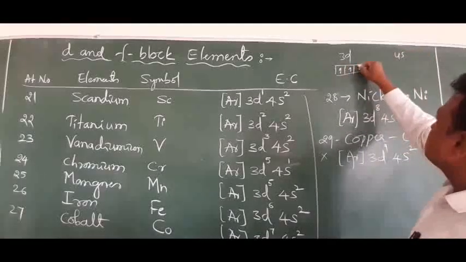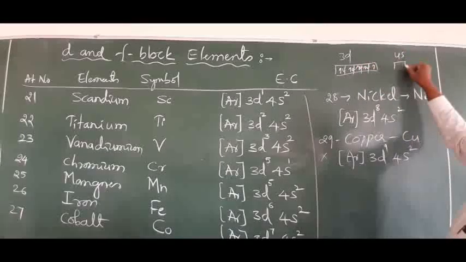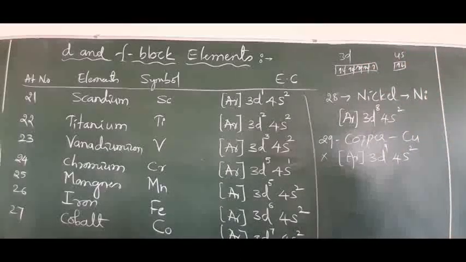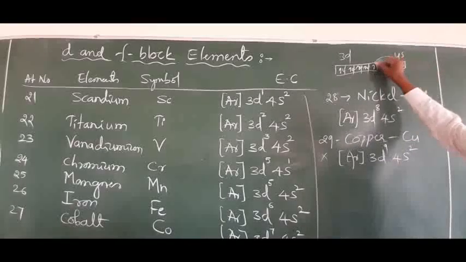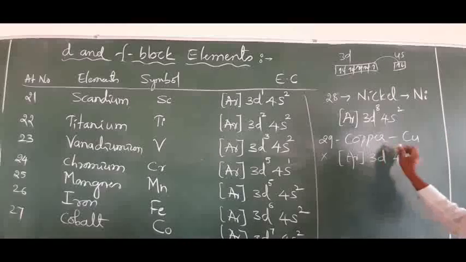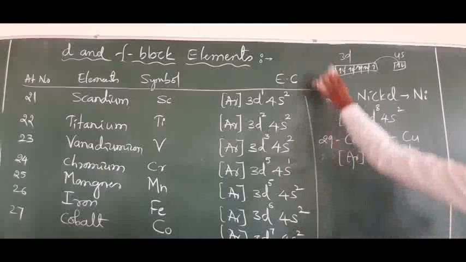1, 2, 3, 4, 5, 6, 7, 8, 9 electrons in 3d, and this is the 4s. Yes, since it is one short of completely filled, it can accept 1 electron, friends. Due to that 1 electron, it becomes 3d10 and 4s1. This is your special case, copper.